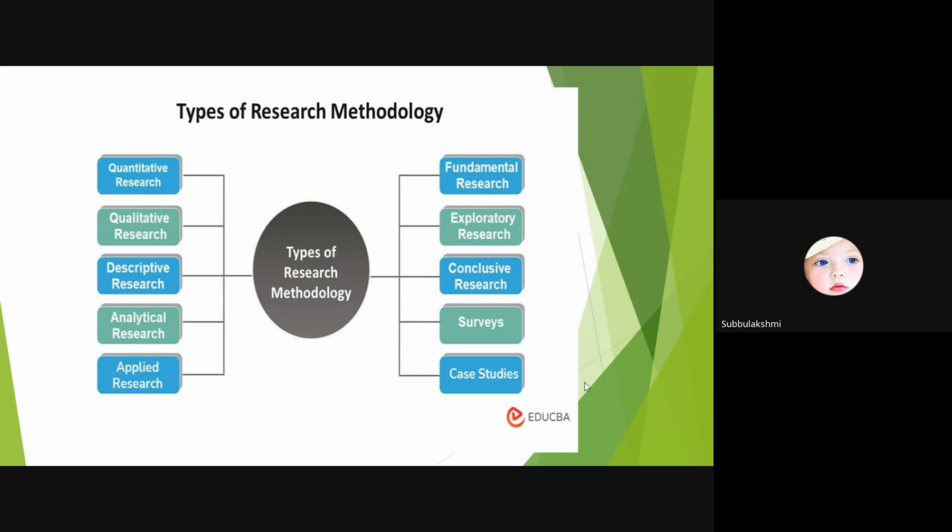Next, what you come across is the various types of research. How would we categorize our research? Okay, so I'll start from the left hand side. Quantitative research, qualitative research, descriptive research, analytical research, applied research. Okay, so these five on one side. On the other side, fundamental research, exploratory research, conclusive research, survey based research, case study based research. Okay, so these 10 are the various types of research we come across.